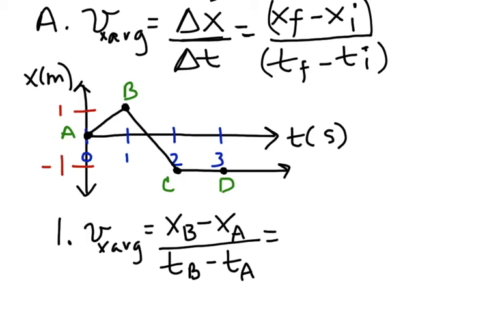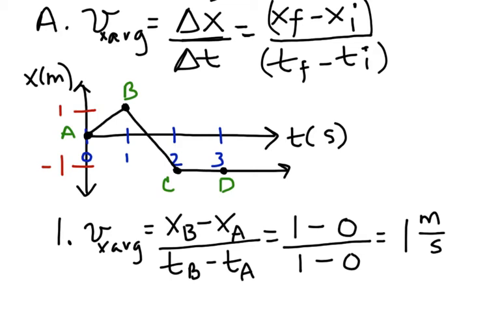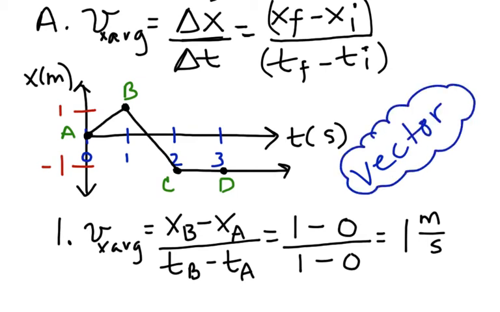So at B I have a position of 1. At A I have a position of 0. The time at B I have a time of 1 second, and at A I have a time of 0. So I'm going to get an answer of positive 1 meter per second. Now that positive value means an object moving in the positive direction. So velocity is also a vector quantity. Average velocity is a vector quantity because it gives me direction.